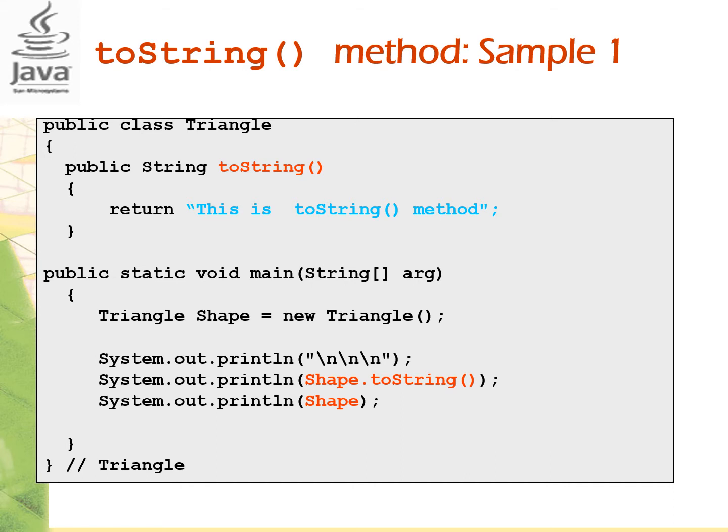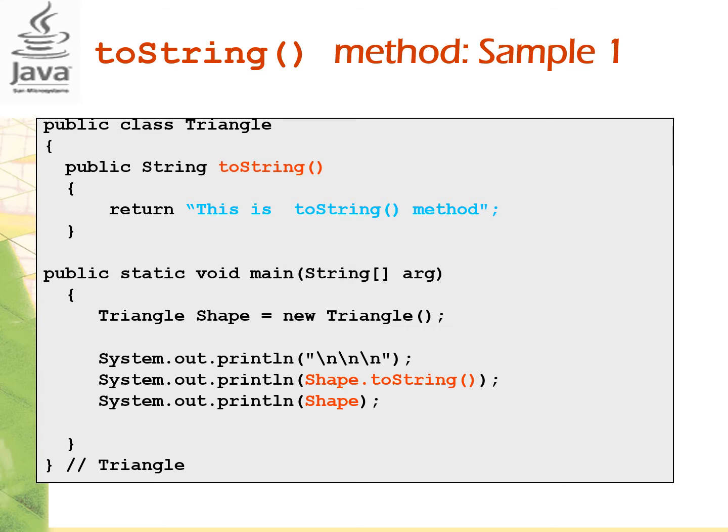Let's say you have a class called triangle, and in this class there is a method called toString. So basically this is only returning a string, and then you want to run it. You have a main method, you create an object of this triangle, and then you print something.